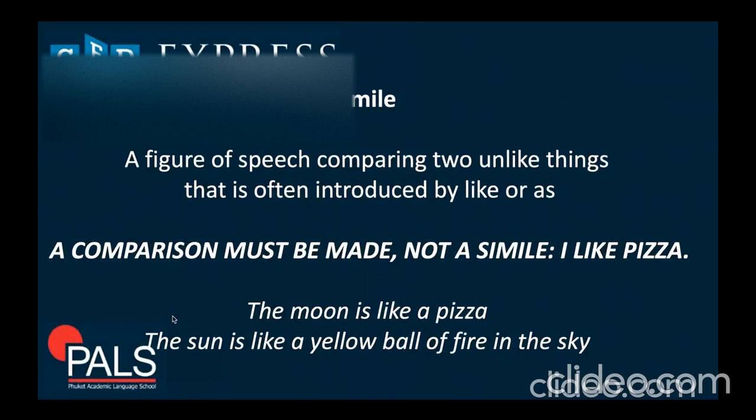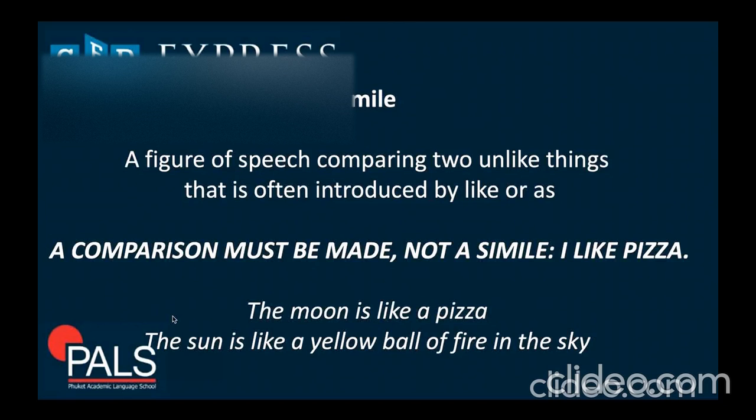And simile is what I was talking about earlier, which is kind of like a metaphor, but you don't make the comparison directly as you would in a metaphor, you would use the word like or as. It is a figure of speech comparing two unlike things that is often introduced by like or as. However, this is commonly done wrong: when you use like, there has to be a comparison made.